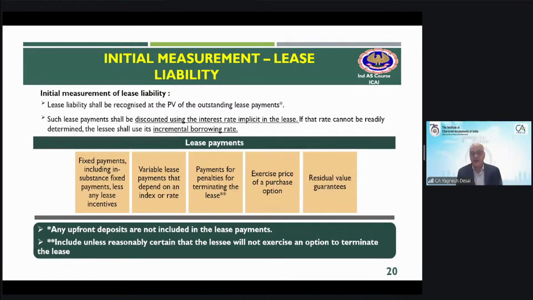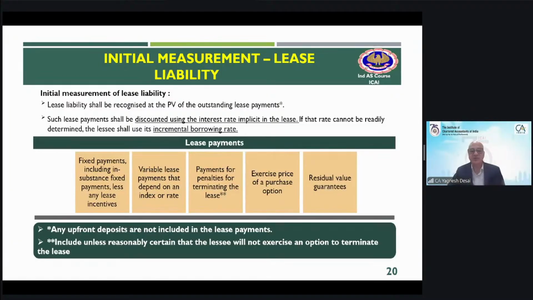What it could be, they may give a right to buy the asset at the end of the lease term of 10 years, and you are very likely to buy the underlying asset, because the condition is that, Mr. Desai, you buy this underlying asset at the end of 10 years at 10% less than the market value. Obviously, my dear friend, I'm going to buy that asset. Correct, sir? So that is included in lease payments. Then residual value guarantees given by the lessee to the lessor. All this sigma adds up to the lease payments.